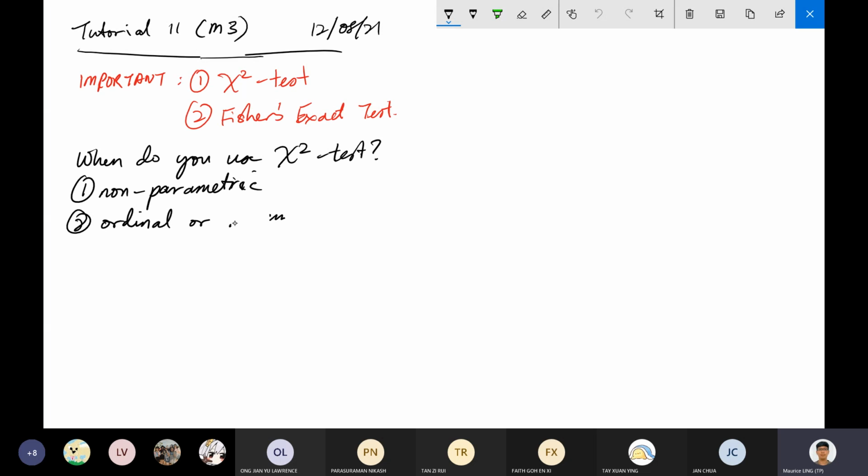So yeah, ordinal or nominal data. Okay, so generally nominal or ordinal data are non-parametric. So these are the two main users of this. Actually, when you use chi-square test, the third most important one is the data is generally categorical. Categorical, you are actually saying that it's nominal or ordinal already. So versus when do you use Fisher exact test?